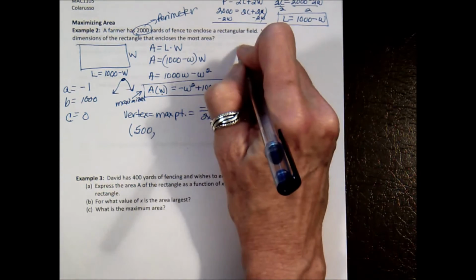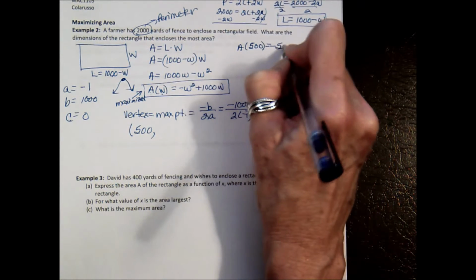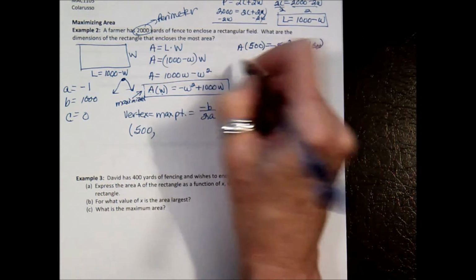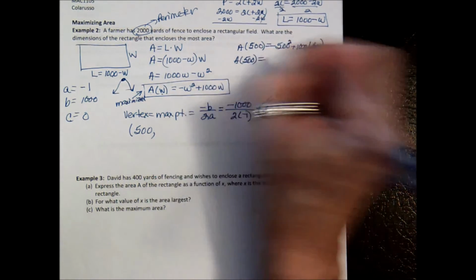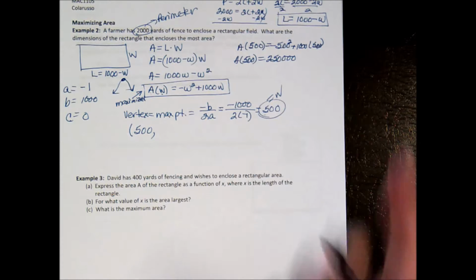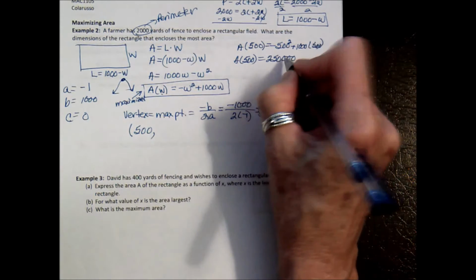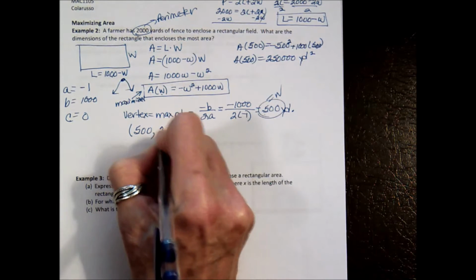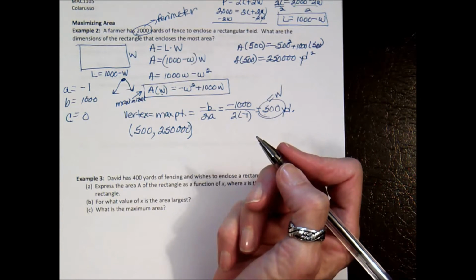So A of 500 is equal to negative 500 squared plus 1,000 times 500, just a calculator problem. The maximum area when the width is 500, if you work that out on the calculator, is 250,000. Now, what does that mean? It means when my width is 500 yards, my area is maximized at 250,000 square yards. So the second part of that vertex is 250,000. So that is when the area is maximized.